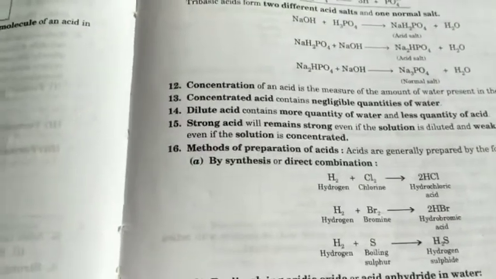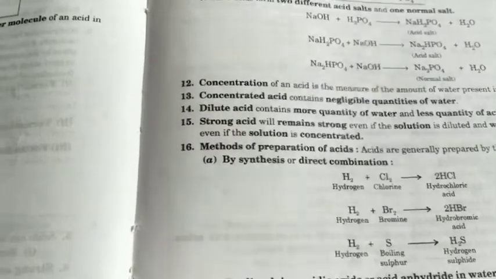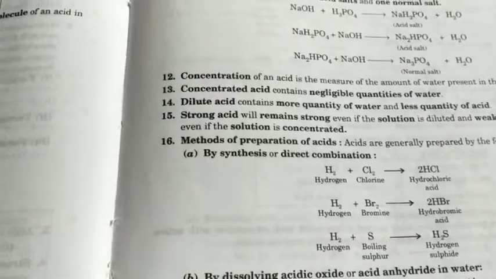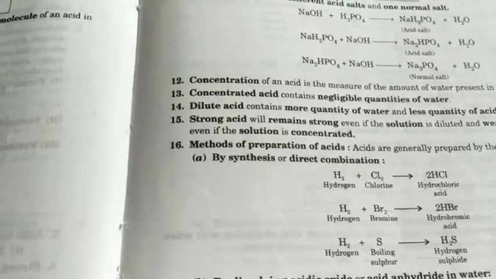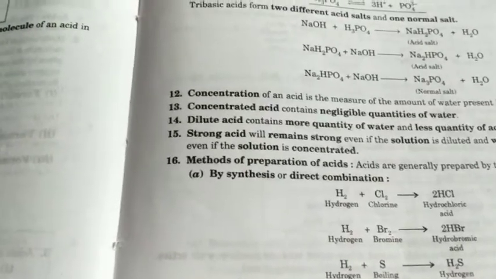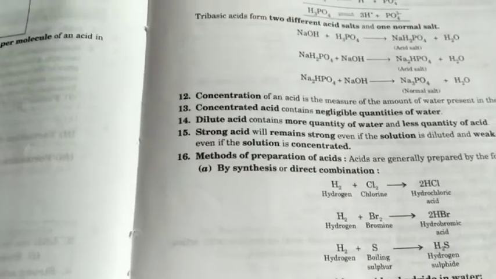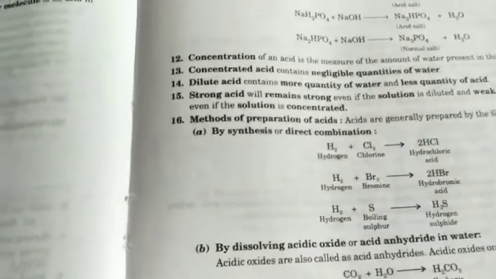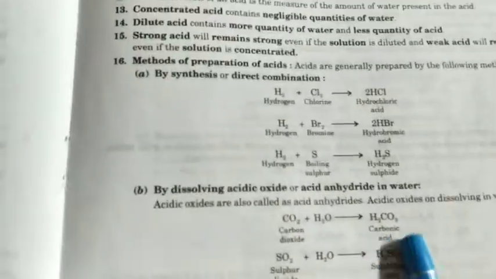How does this process proceed? Acidic oxides are called acid anhydrides. Acidic oxide on dissolving in water produces acid. It is also known as when a non-metal oxide reacts with water, then acid is prepared. For example, we know that all non-metal oxides are known as acidic oxides, and when an acidic oxide reacts with water, then acid forms.